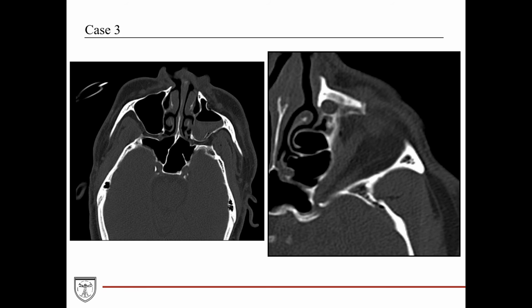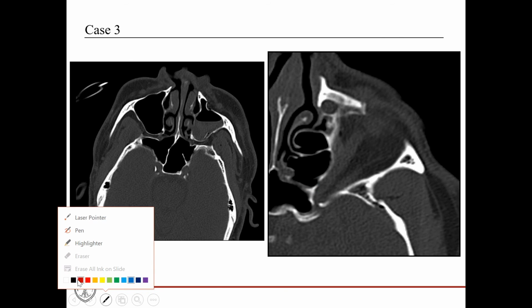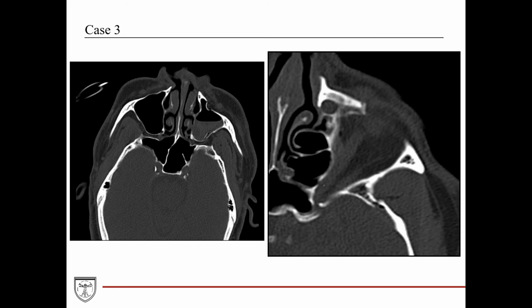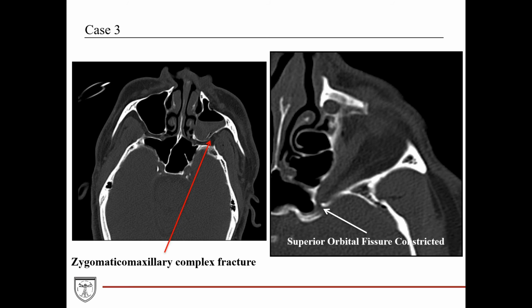And so here's his imaging, just to give you a look. If we zoom in here, if we look at this portion here, this is where you want to pay attention. This is where he's got a significant fracture, as you can see here. And so again, the superior orbital fissure is constricted due to this zygomaticomaxillary complex fracture, as you can see here. And so that's leading to his superior orbital fissure being constricted.